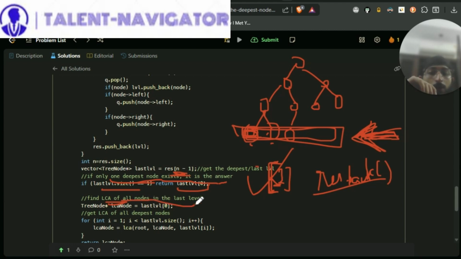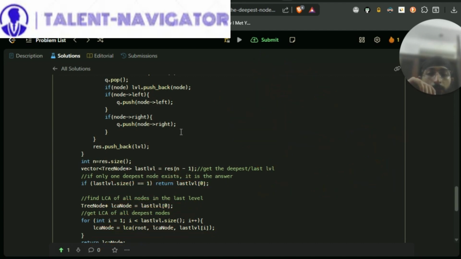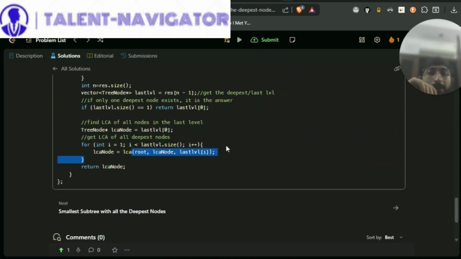Now we find the LCA of all the nodes in the last level. LCA node we have considered as last level 0, and we get the LCA of all the deepest nodes, that is for i equal to 1, i less than last level dot size, for all these leaf nodes, we calculate the LCA. So the LCA would come somewhere out here. Once we get the LCA, that would be the answer, and we return the LCA node. So that's it about the video.